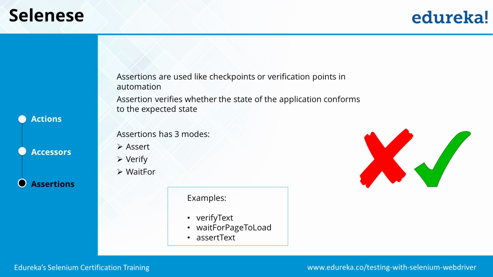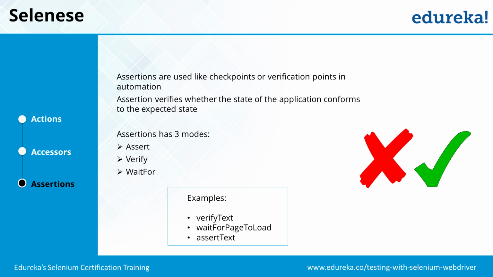So assertions are used like checkpoints or verification points in automation. Assertion verifies whether the state of the application conforms to the expected state. Like I can put an assertion on the state of an element, I can put an assertion on the state of the application, I can put an assertion on any kind of values being populated from the backend to the front end. So there are n number of assertions that can be used. Assertion has three modes, that is assert, verify, and wait for. So there are three things that are included under this section.